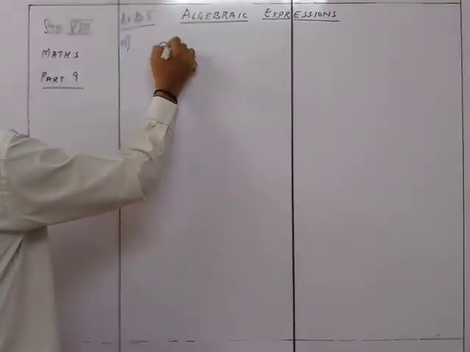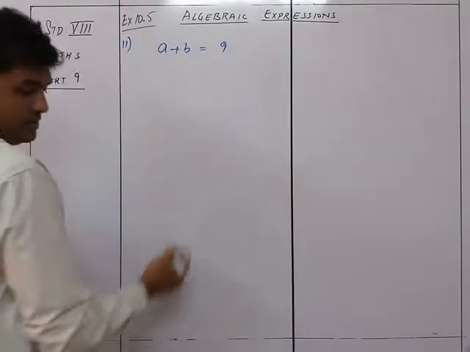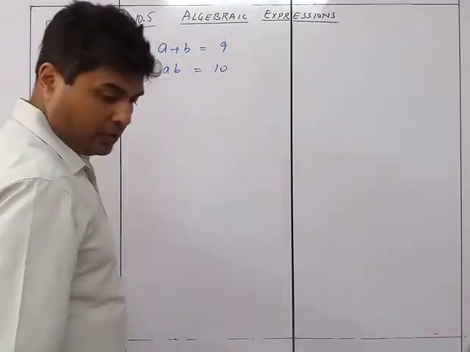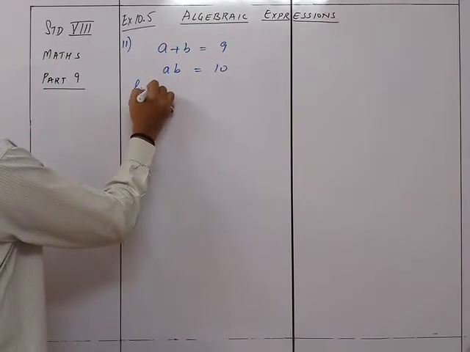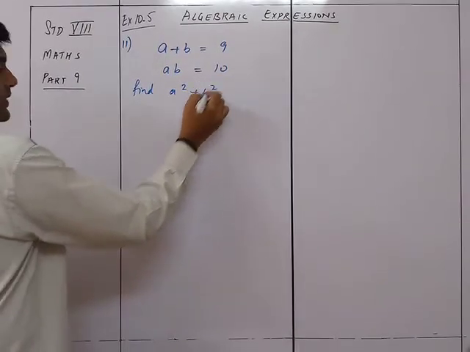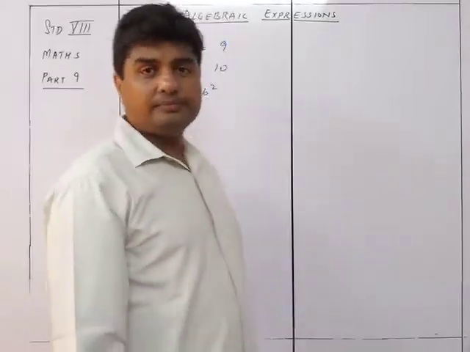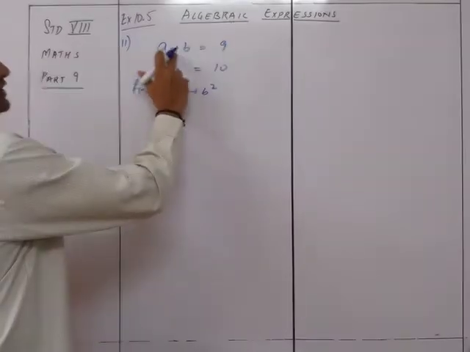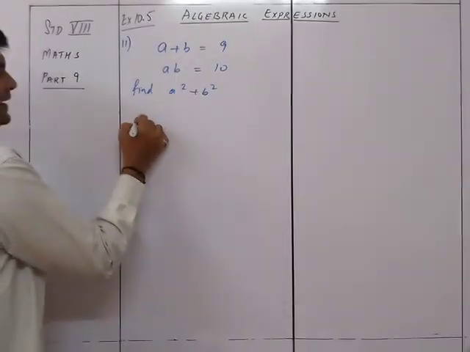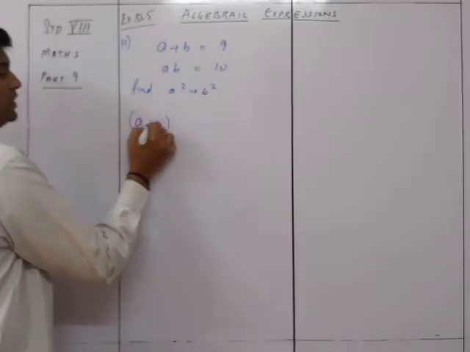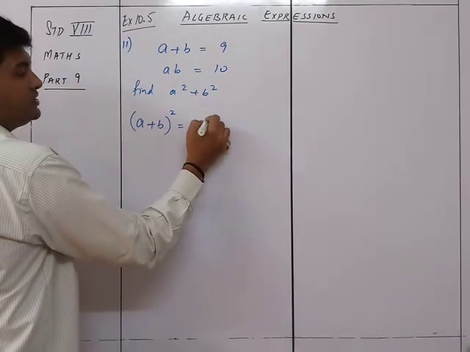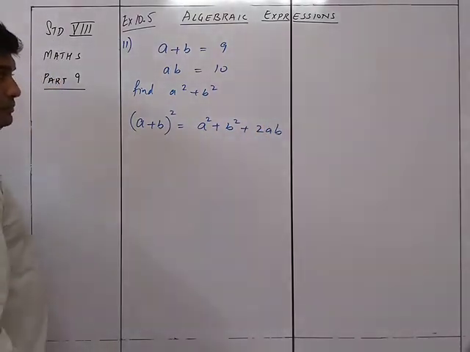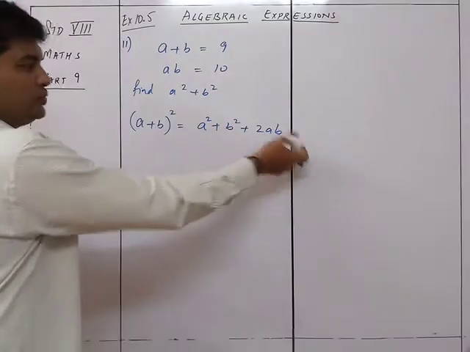It is given that a plus b is equal to 9 and ab is equal to 10. You need to find a square plus b square. Now, what we'll do is use this a plus b. We know that a plus b the whole square is equal to a square plus b square plus 2ab.